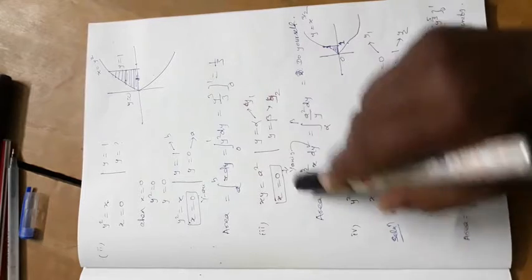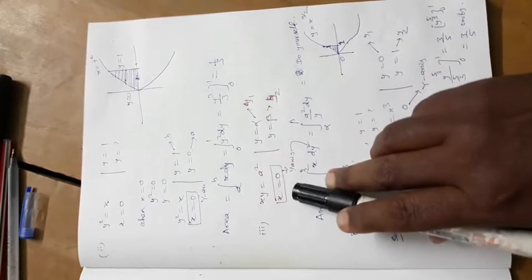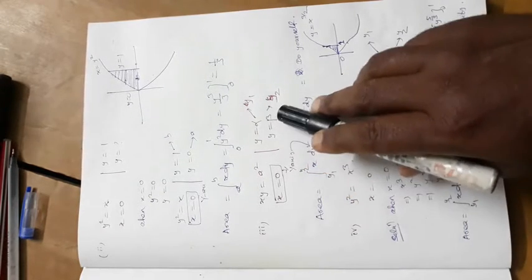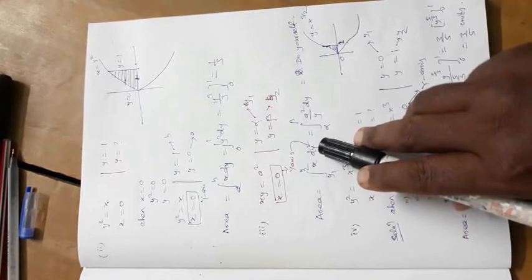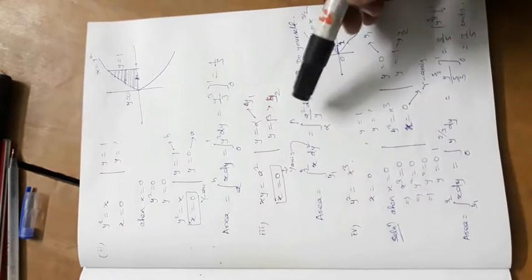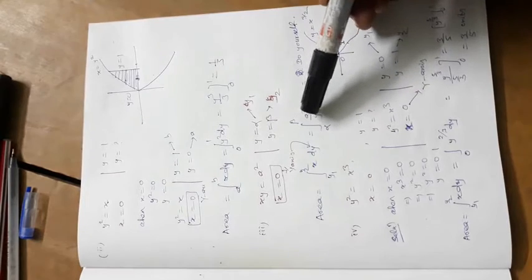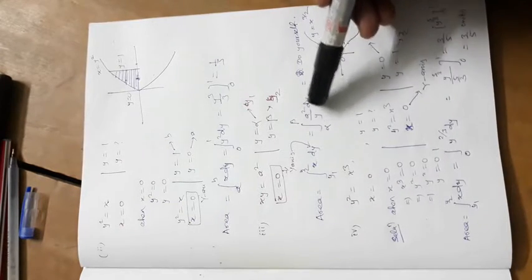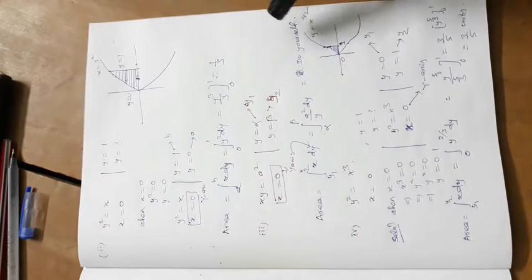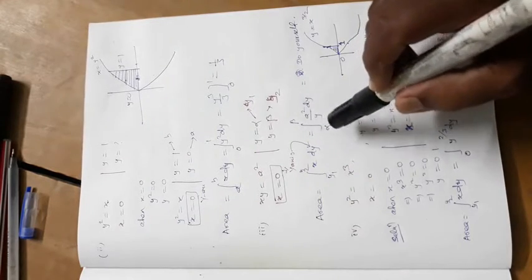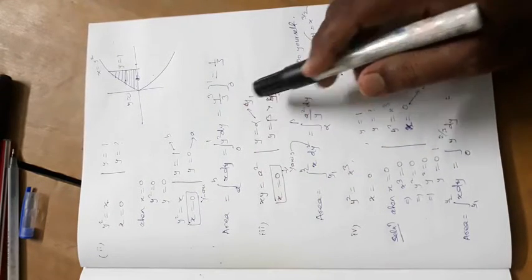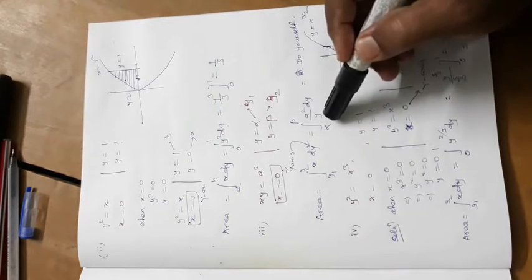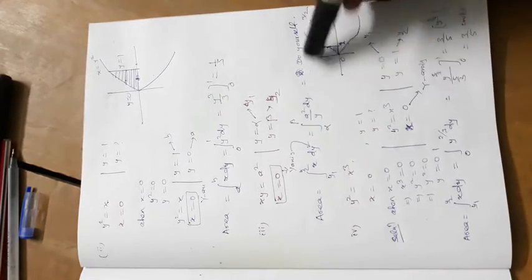Okay, now another question: xy is equal to a square, from x is equal to 0. X is equal to 0 means you have to know it is the y axis, y is equal to alpha to y is equal to beta. Area is equal to x dy integration y1 to y2, that is x dy, x means a square by y. So it is a square by y dy from alpha to beta. Alpha is the smaller value and beta is the greater value. So a square by y dy from alpha to beta, and you should do it by yourself.